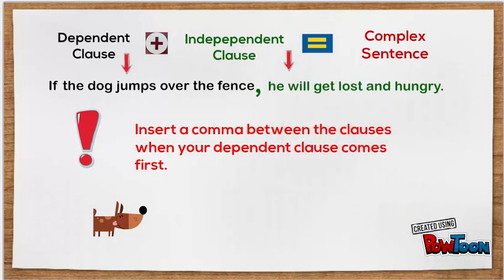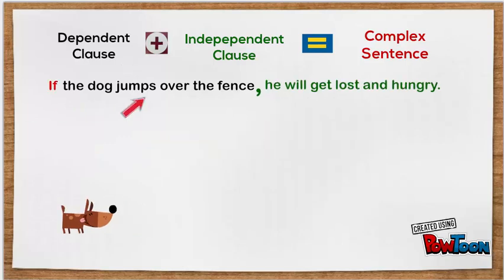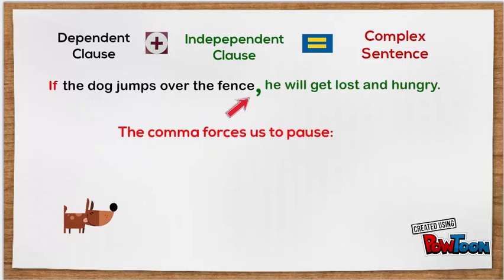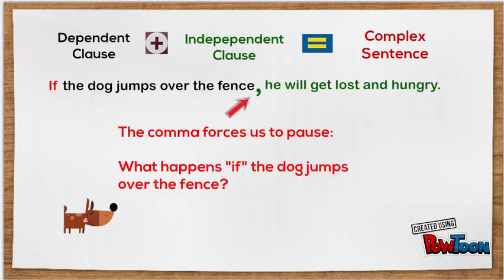We always insert a comma between the clauses when the dependent clause is coming first in your sentence. The comma forces us to pause and think, what happens if the dog jumps over the fence? Until we get an answer to that question, our sentence is not complete.